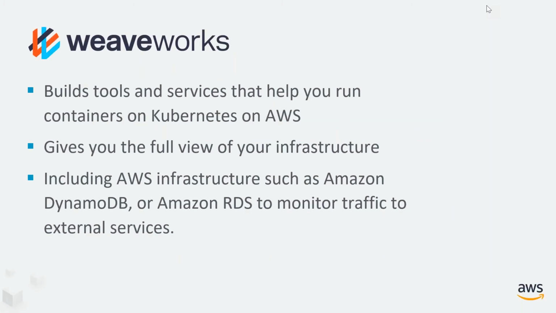And that's where we have companies like Weaveworks. Weaveworks is an APN partner, and they build tools and services to help you run containers on Kubernetes on AWS. Their tools give you the full view of the infrastructure at any given moment. That includes diving into the AWS infrastructure, such as Amazon DynamoDB or RDS, and being able to see and monitor external traffic as well as the internal traffic between your own containers.